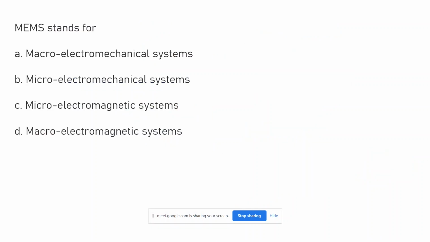So next question, MEMs. MEM stands for macro electromechanical system, micro electromechanical system, micro electromagnetic system, or macro electromagnetic system. So I think this was discussed in one of the cell culture lectures. Yeah, so the correct answer is B, that is micro electromechanical system.